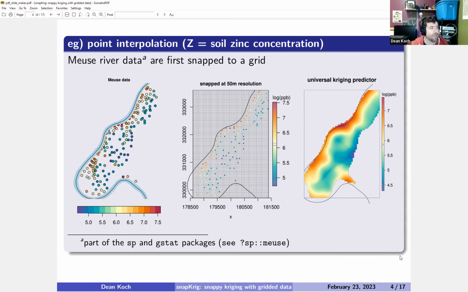We go through this example in quite a lot of detail in the R journal paper submission that Peter mentioned. So hopefully in a few months, we'll have that published, and then I can share a link to that more detailed explanation of soil zinc interpolation. But I just wanted to show you this example because while snapKrig is limited to grid data, you can often massage the data into a form that works in that context.